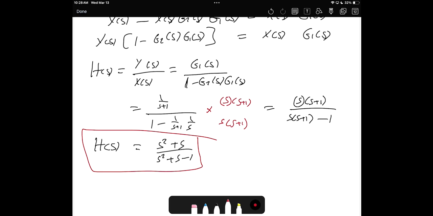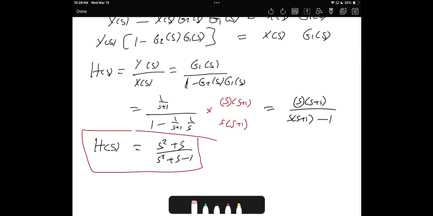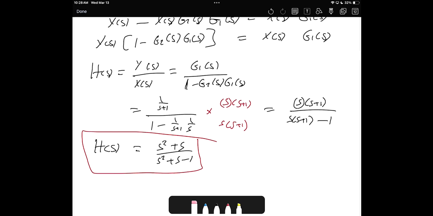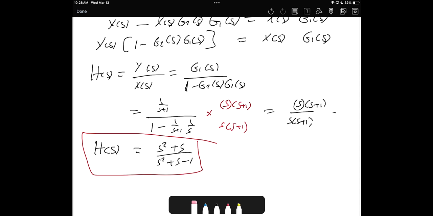I think I messed up this. Let's see. I messed up this. Let me do it again. So here, when we make the product by s plus 1, it will be s divided by s plus 1 minus 1. Then it will be s over s squared plus s minus 1. Now it replaces.